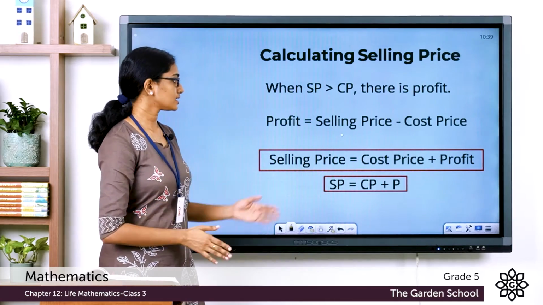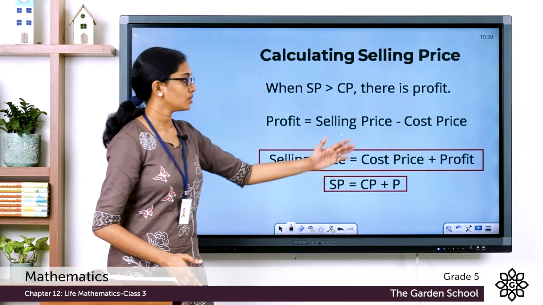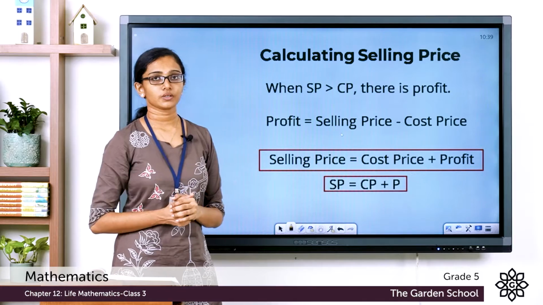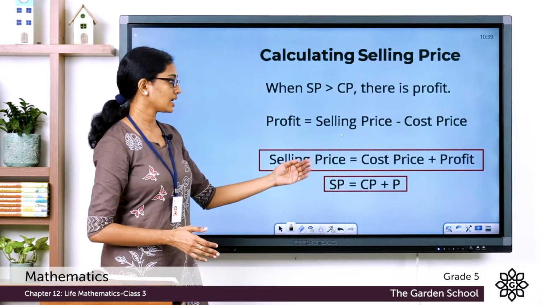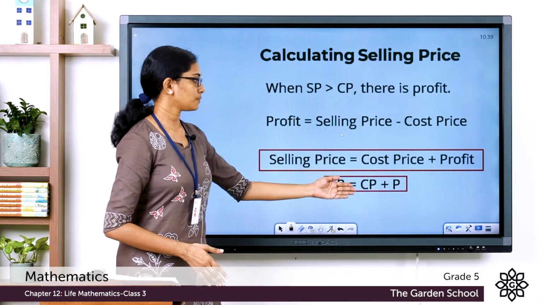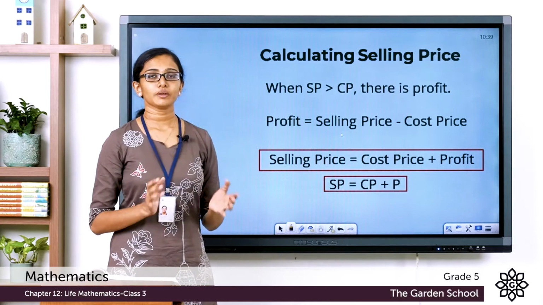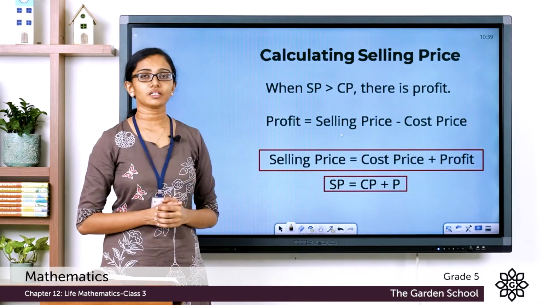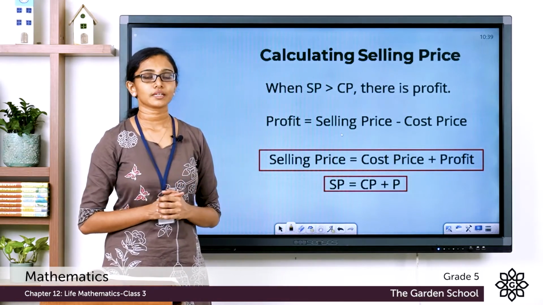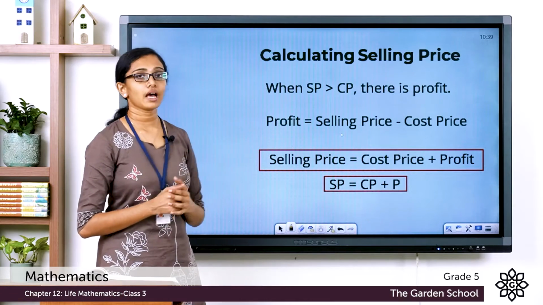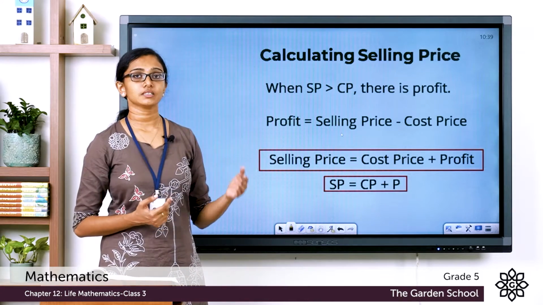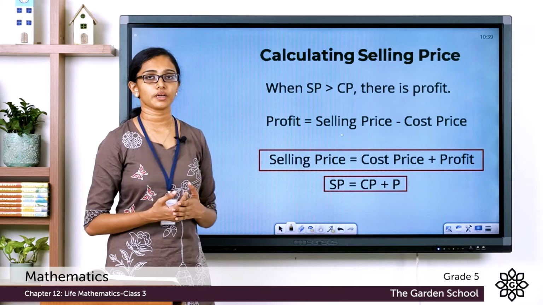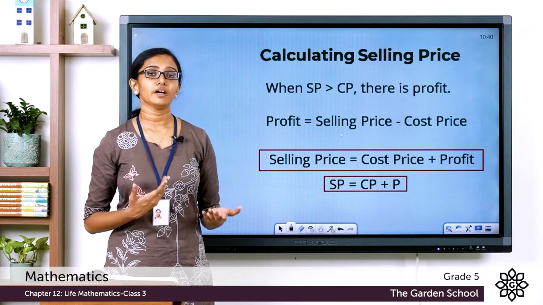So the formula is the selling price is equal to the cost price plus profit, or in short form you can write that as SP is equal to CP plus P. You may note down this formula in your notebook and make sure you are thorough with it. Now this is the case when we have a profit, that is the selling price is more than the cost price. Now what is the case when we have a loss?